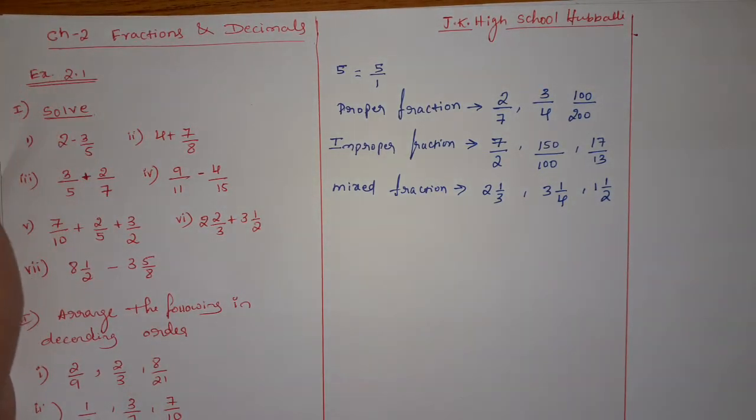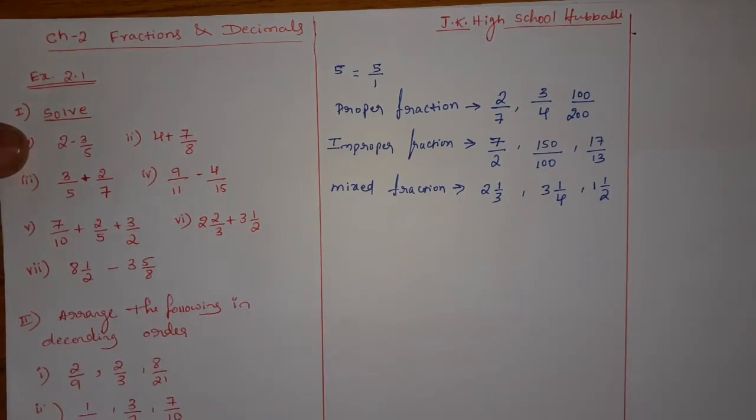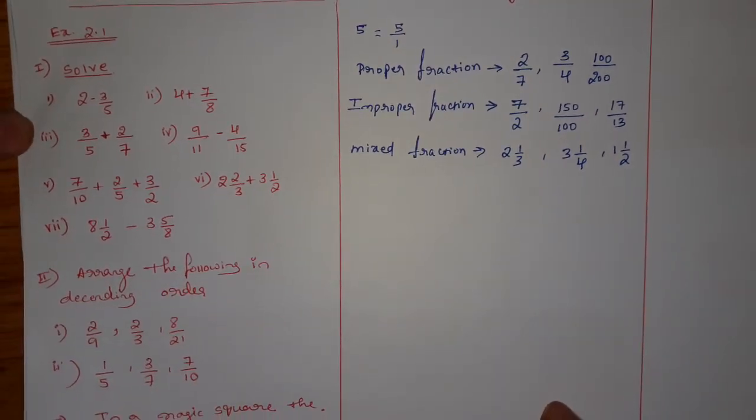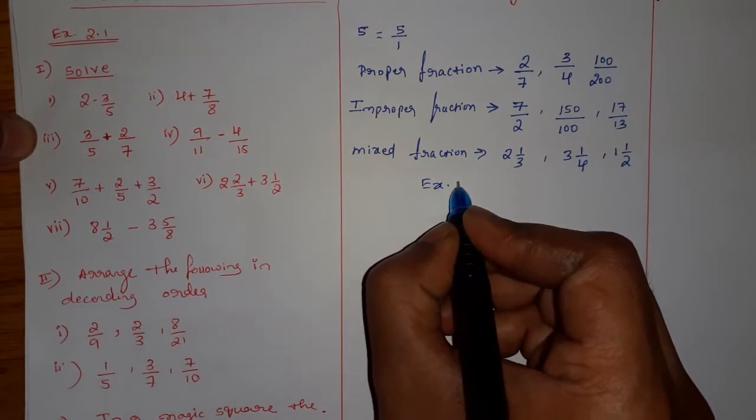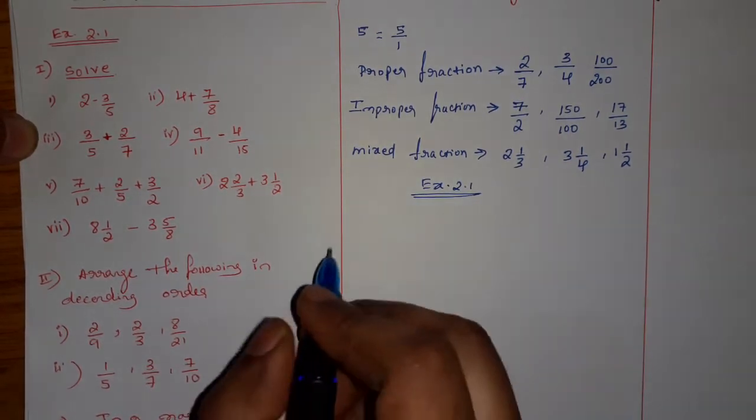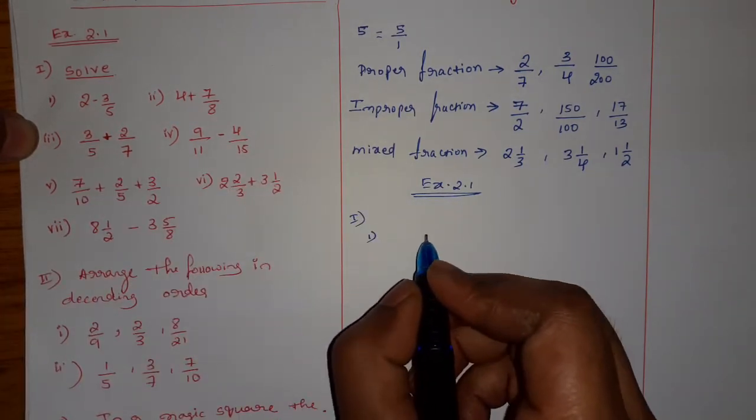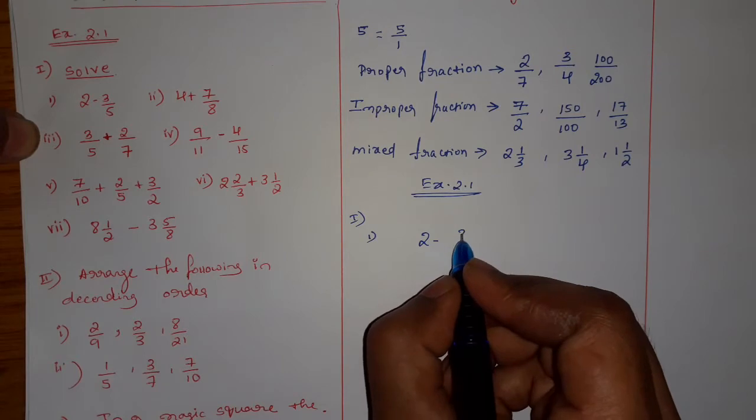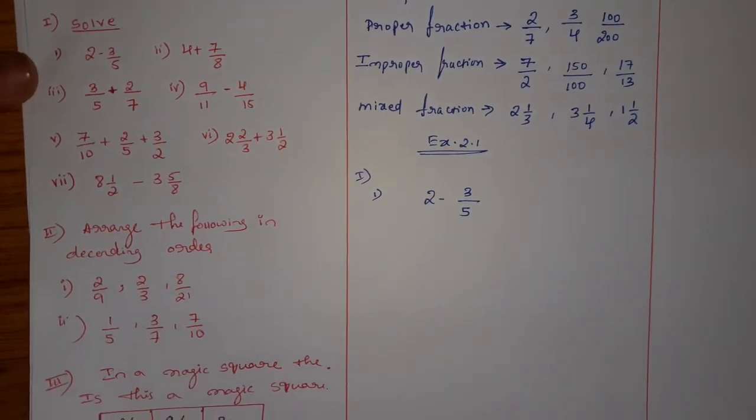This is the basic thing about this lesson, that is fractions and decimals. Now let's start the exercise 2.1. First main, that is solve. Okay, many fraction additions and subtractions are given here. First one I will take, exercise 2.1, first question, that is 2 minus 3 by 5. 2 minus 3 by 5.